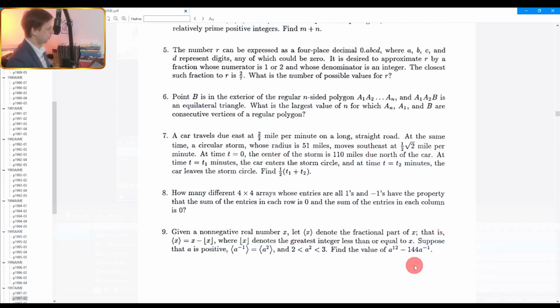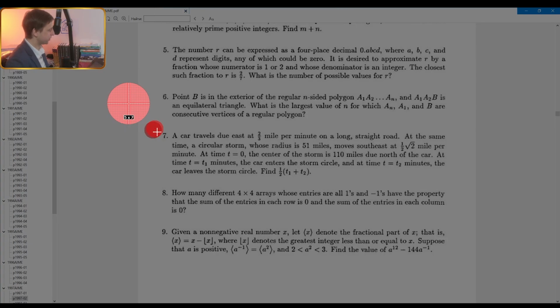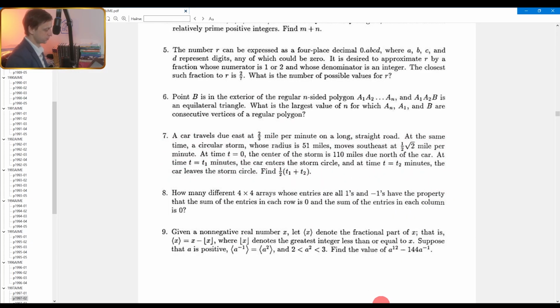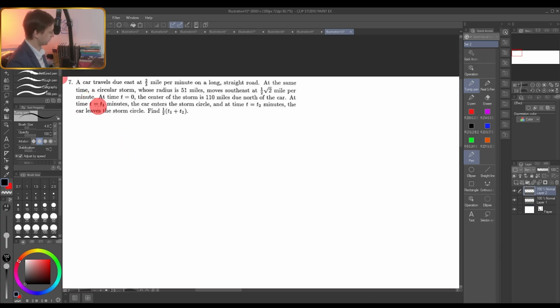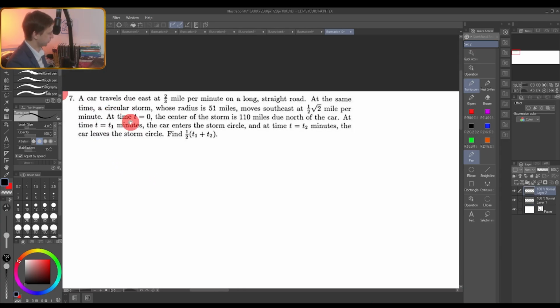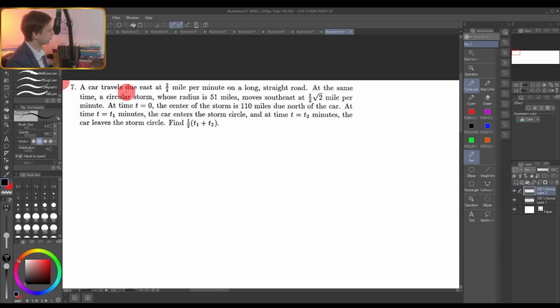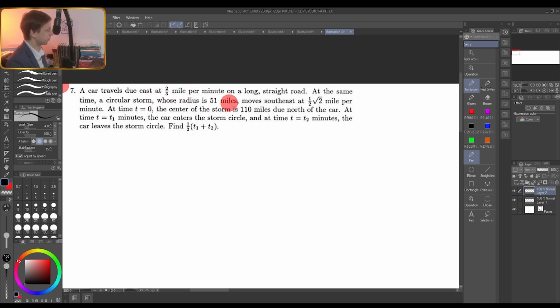This is it. Okay, and the last problem that we will solve today is problem number 7. It is an amazing one. It's the best that I have seen in AIME. Just a great problem. So a car travels due east at 2/3 miles per minute on a long straight road.